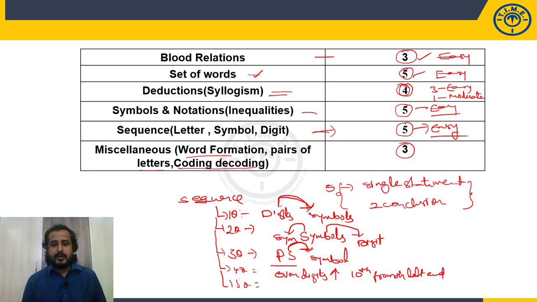Now, we have given 3 miscellaneous questions. See, the time that you can spend for blood relations is 1 to 1.5 minutes. And for set of words, you may spend 2 minutes to complete all the 5 questions, or 2.5 minutes, each question 30 seconds. Deductions or syllogisms, you may be able to complete in 2.5 minutes again, for 4 questions. Inequalities, not more than 2 minutes. Sequence letter symbol, each question if you take 30 seconds, maximum 2.5 minutes. Miscellaneous, 3 questions, 1.5 minutes.